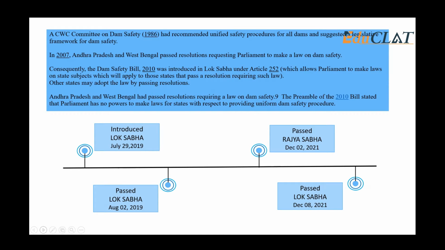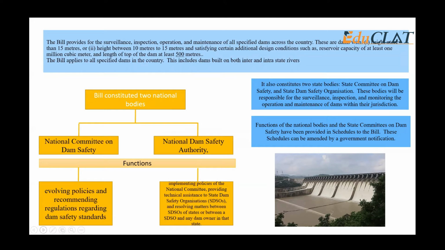The Dam Safety Bill of 2010 was introduced in Lok Sabha under Article 252. Andhra Pradesh and West Bengal had passed resolutions requiring a law on dam safety, but the preamble stated that Parliament had no powers to make a law for the states with respect to providing any uniform dam safety procedure. This Dam Safety Bill provides for the surveillance, inspection, operation, and maintenance of all the specified dams across the country.